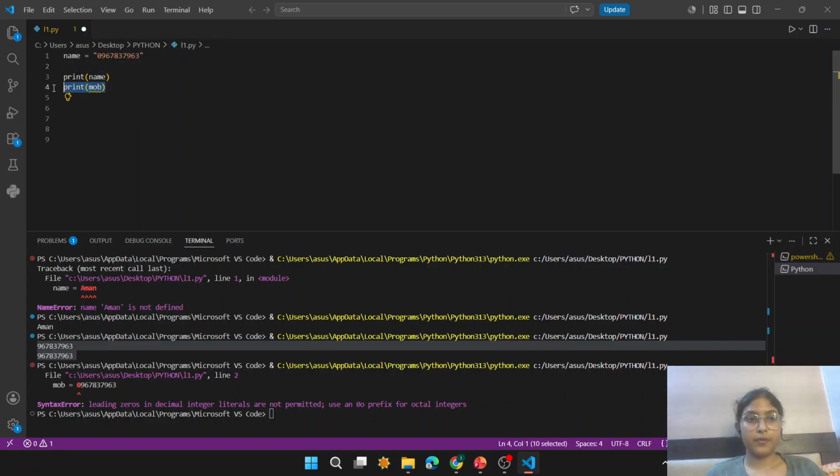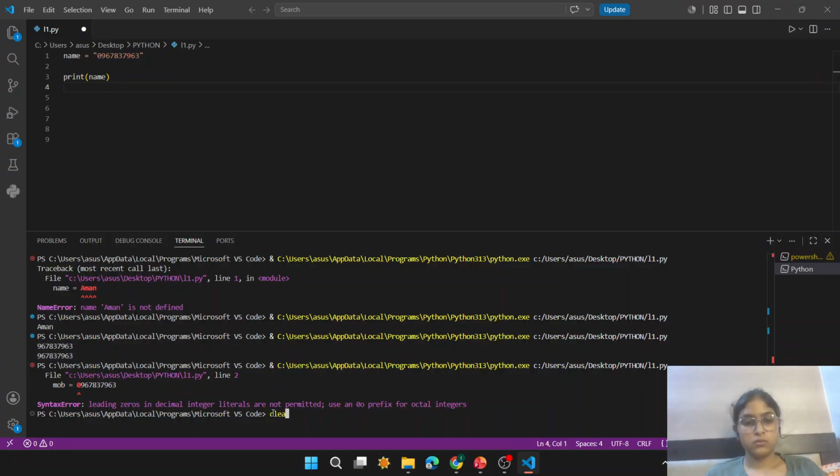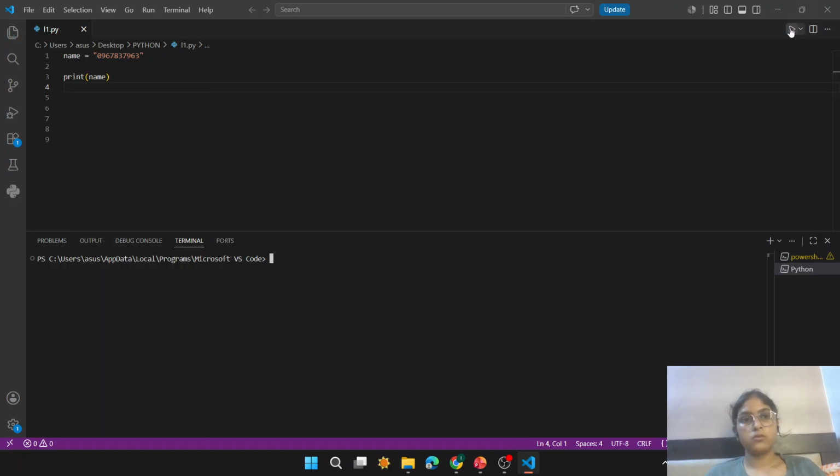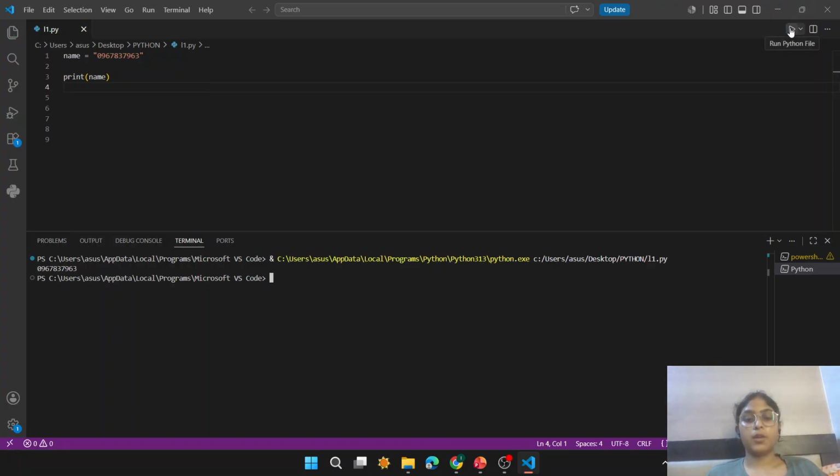See, it has simply printed it. So remember this thing also. Now let us move to our fourth data type.